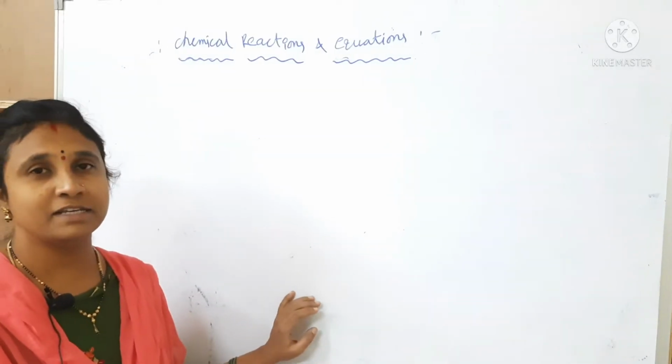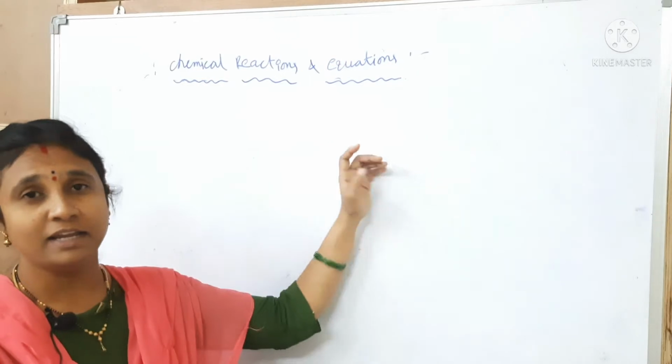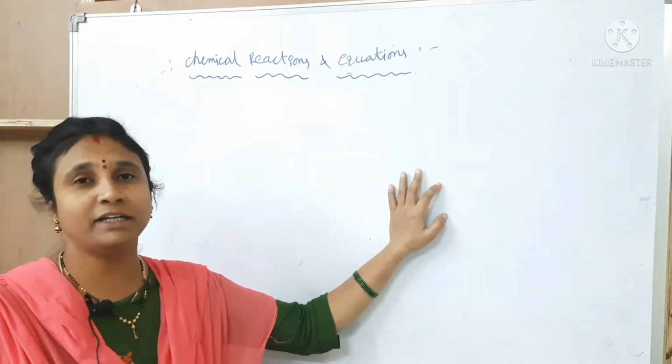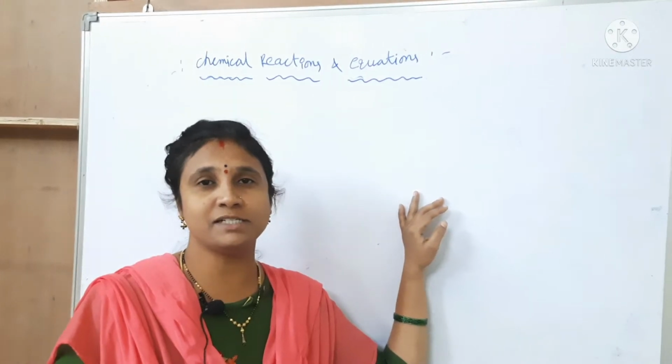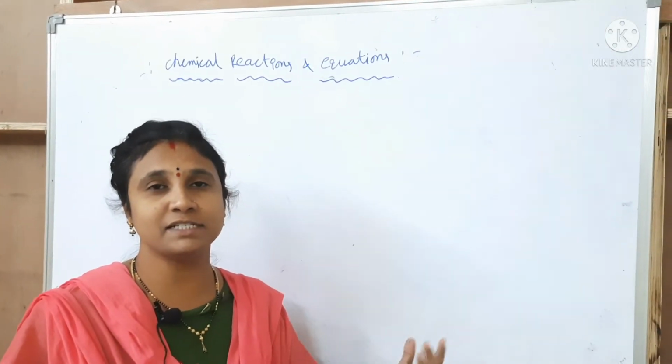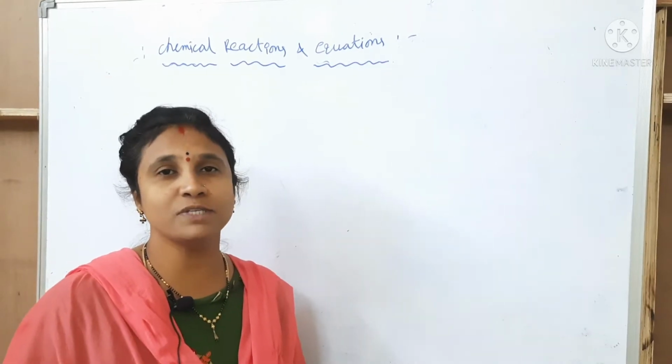Hi everyone. In yesterday's session I explained chemical reactions and equations. In this chapter I explained what changes occur in nature, what physical changes are, what chemical changes are, how to identify physical changes and how to identify chemical changes. I also gave some examples.